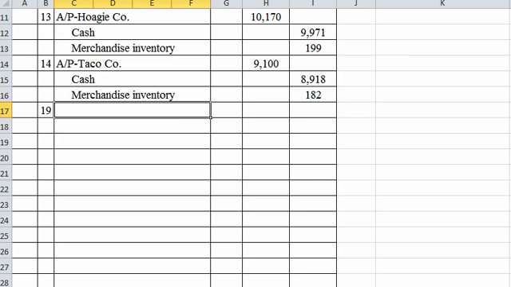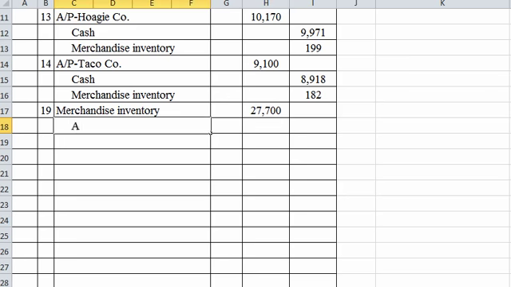So we want to record the inventory at its cost plus any transportation charges associated with it. Okay, so we're going to debit merchandise inventory for cost plus transportation. You guys, we're taking care of both transactions that occurred on the 19th with this one journal entry. So our debit would be $27,300, the purchase price, plus the $400 in transportation charges, $27,700.